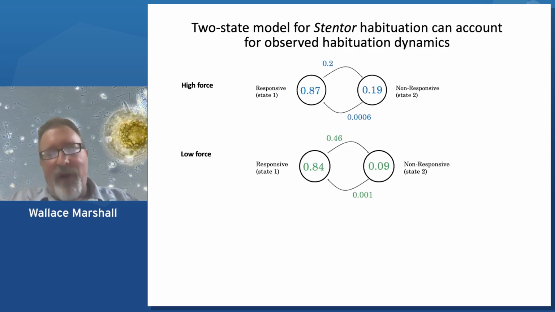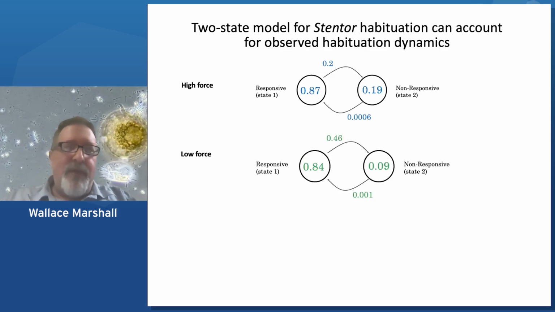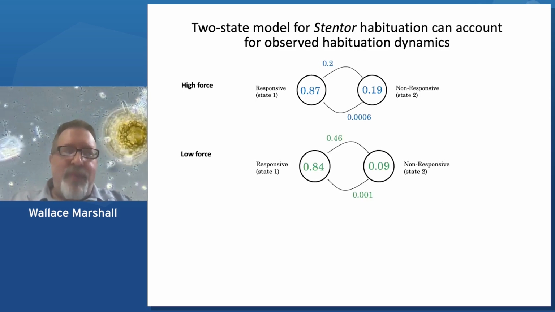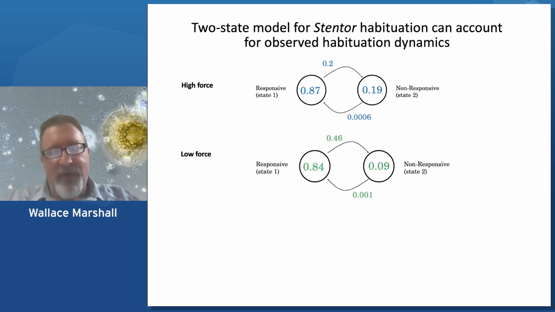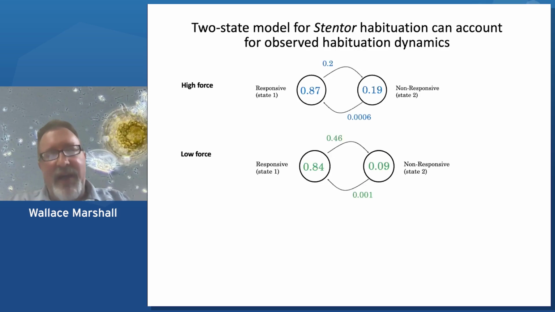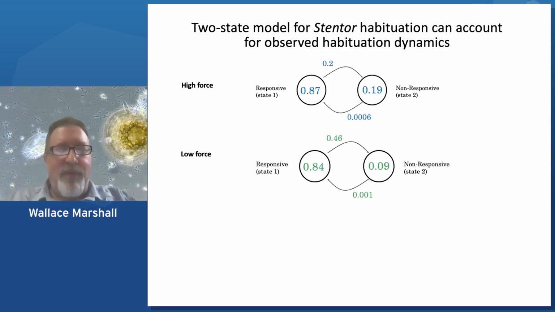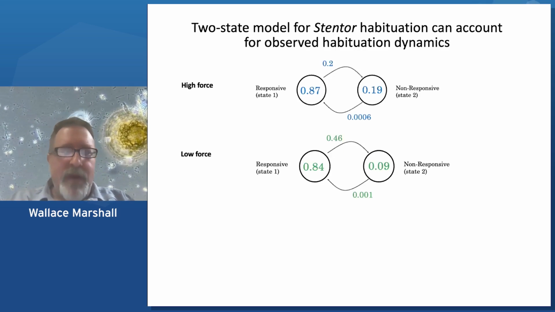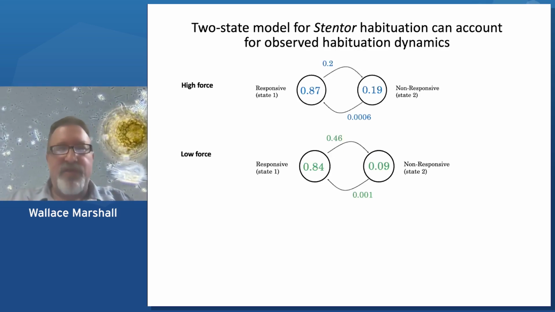And then when we fit our parameters to the single cell data from those two force regimes, what we find is that the probability of contracting in the responsive or non-responsive state are actually very similar between the two force regimes. The big difference is the probability of switching from the responsive to the non-responsive state. That goes up a lot when the force is low. You also see that the probability of going back towards the responsive state is extremely low.